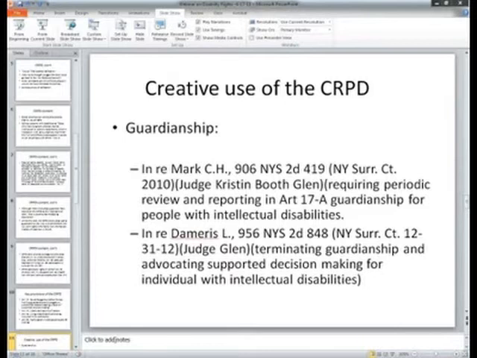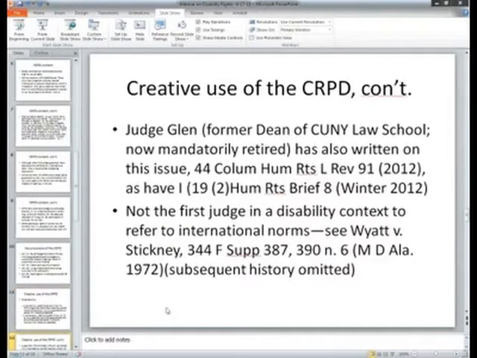In the Damaris case, decided in I think her last decision, she went further and terminated a guardianship, actually with the consent of the individuals who were guardians. But in place of it, she argued quite explicitly for supported decision making for individuals with intellectual disabilities, to really use that new paradigm of support instead of substitution. As I said, Judge Glenn was path-breaking, I think, in using and referring to Article 12 at this stage.